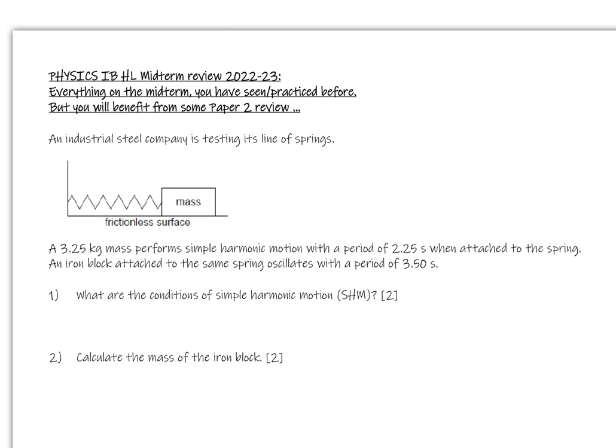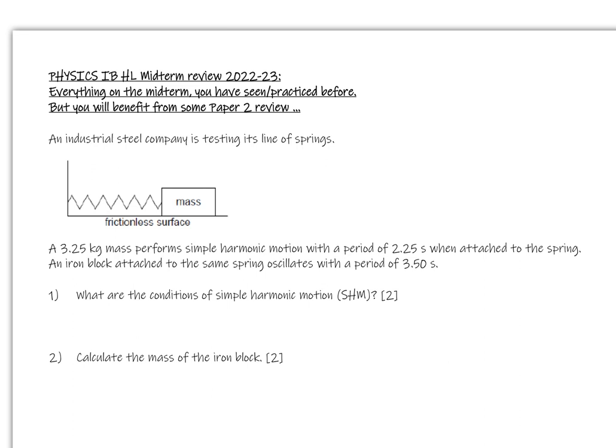These questions here will be very similar to what you might see on the midterm exam. All right. So we have a mass attached to a spring, a 3.25 kilogram mass performing SHM with a period of 2.25 seconds, and an iron block attached to the same spring oscillates with a period of 3.5 seconds. If it's the same spring, it would be the same spring constant. Anyway, number one, what are the conditions of simple harmonic motion?